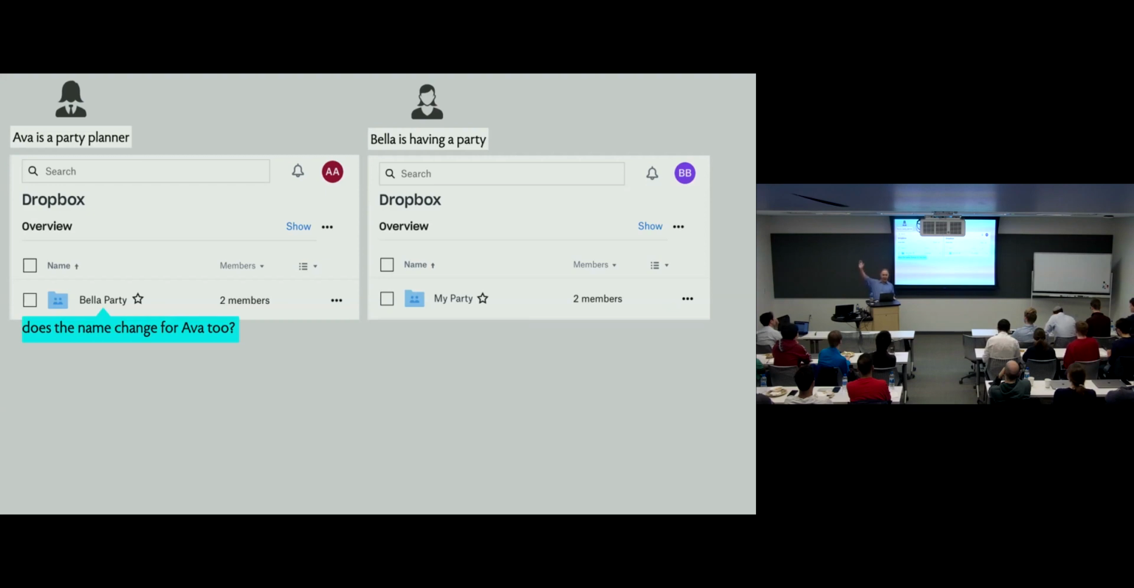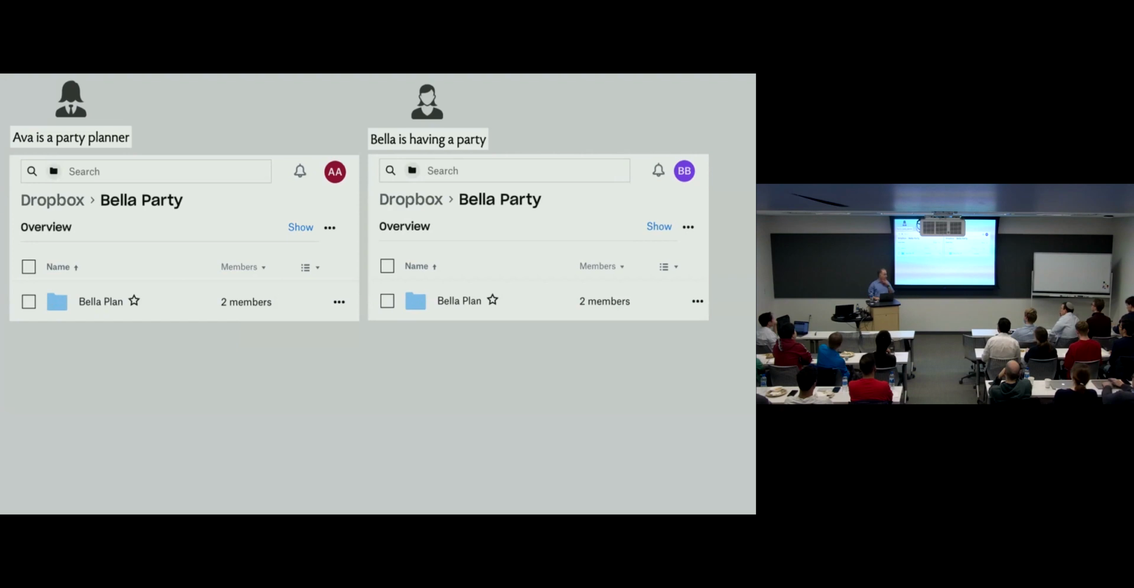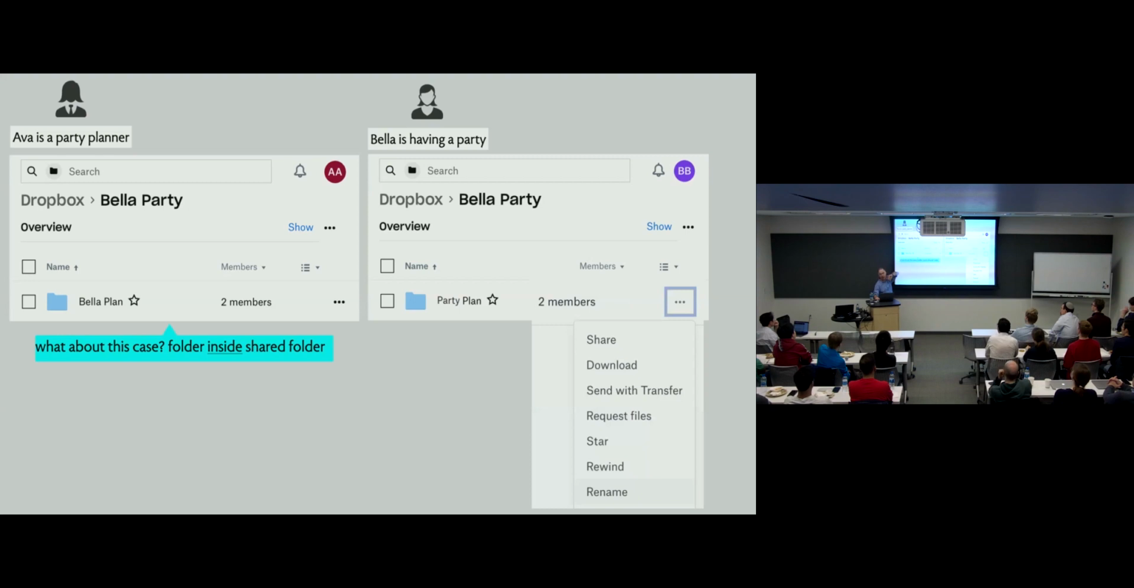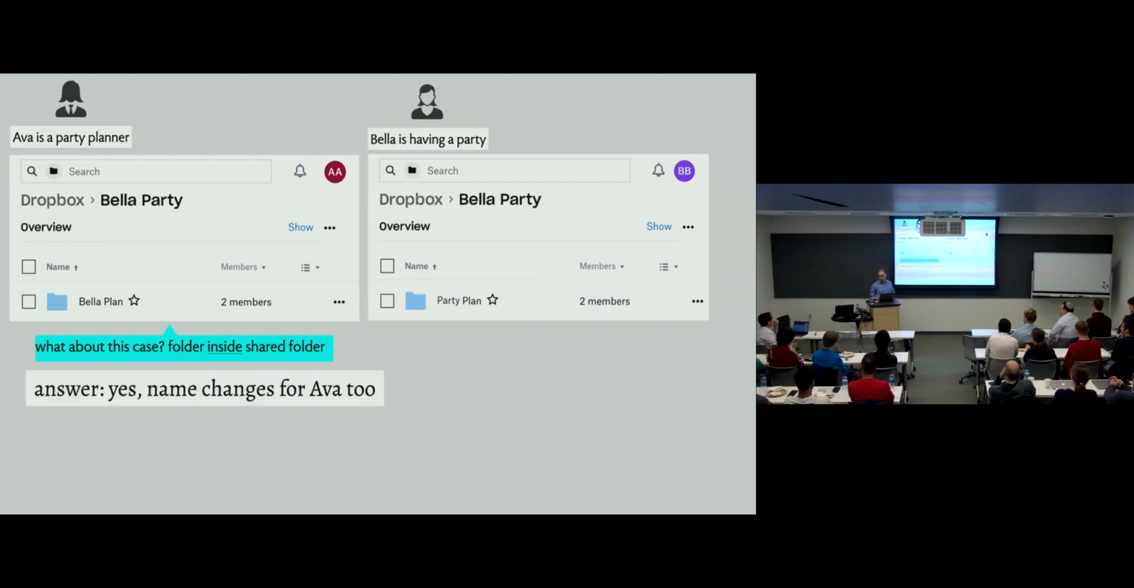So let's take a vote. What do you think? How many people think the name changes for Ava? Okay, how many people think the name does not change for Ava? Okay, the changes win, but they're wrong. Ava doesn't in fact see any change. Let me ask you a different question. Suppose Bella Party has a folder in it called Bella Plan, and Bella goes and says, well, I'm just going to change the name of Bella Plan to Party Plan. And so I'm going to ask you again, how many people think the name of Bella Plan is going to change? How many people think it won't change? Okay, so a few have shifted here. So the answer is, in this case, yes, it will change.